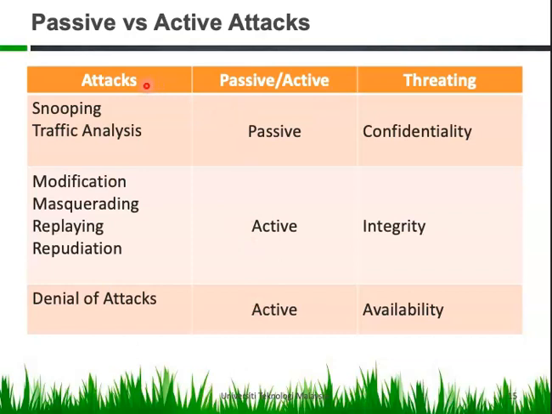Finally, some comparison between passive and active attacks. If you look here, we have the types of attack from the taxonomy of attacks: snooping, traffic analysis, and so on, whether each belongs to passive or active attacks, and what security goals it threatens. For example, snooping and traffic analysis are passive attacks, and they threaten confidentiality. Modification, masquerading, replaying, and repudiation are active attacks, threatening the integrity of the communication. And denial of service, of course, is an active attack, threatening the availability of the system.